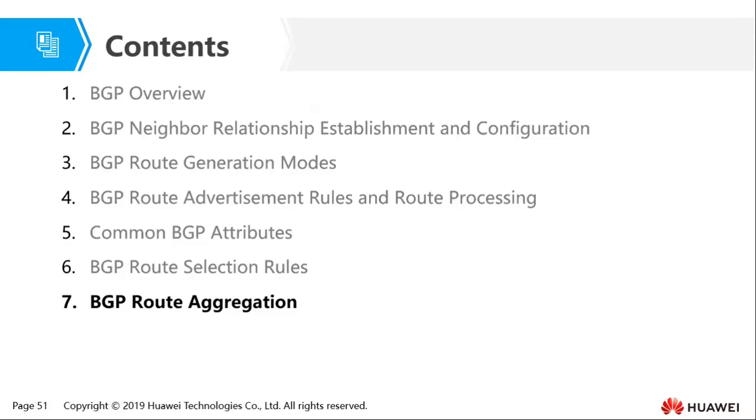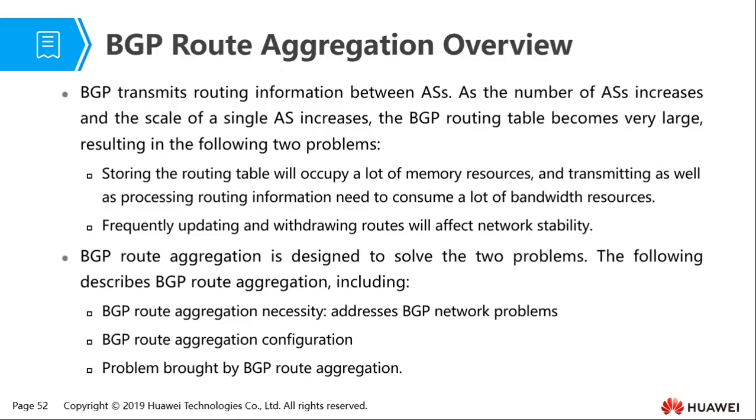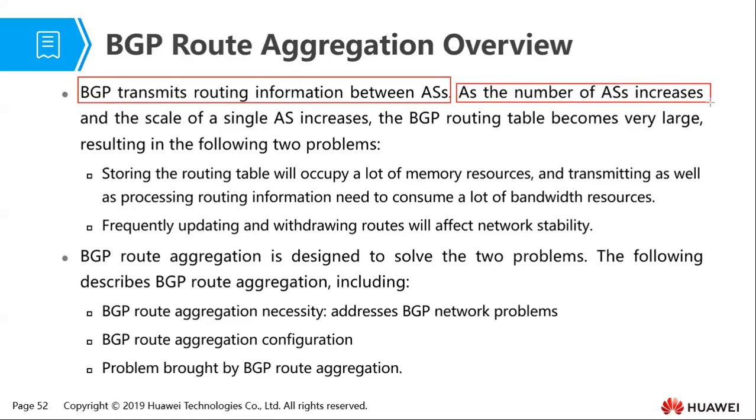Okay. So the next bit is on BGP route aggregation. As I said, aggregation is simply summarization. We want to summarize routes, and there are several benefits to summarizing routes. BGP transmits routing information between autonomous systems. As the number of autonomous systems increases, or even the number of routers within an AS increases, the BGP routing table becomes very large, resulting in two problems.